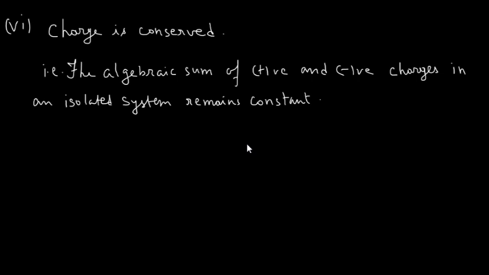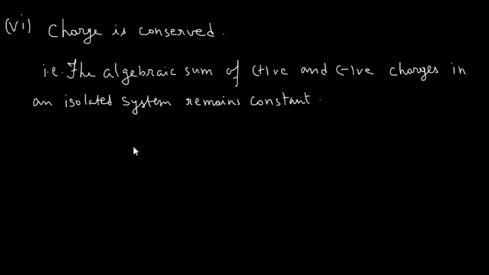So we can say that when a glass rod is rubbed with silk, negative charge appears on the silk and an equal amount of positive charge appears on the glass rod. The net charge of the glass rod silk system remains 0 before and after rubbing. It does not change with velocity also. So this is the example.